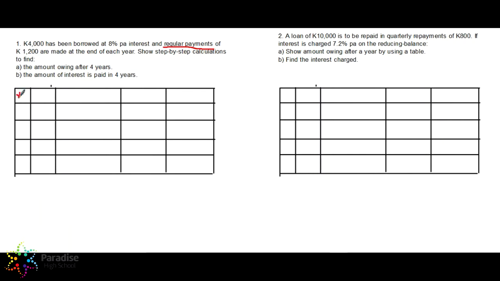So it's going to be year. If it is month, then we will write it as month. If you are making your regular payments monthly, then you will write monthly. If you are making your regular payments quarterly, then you will write quarter. The way that you are paying the regular payments, you are going to write it here. Then the second column will be opening balance. And the third column will be interest that we are going to pay. And the fourth column will be the amount of repayment. And the fifth column will be closing balance.